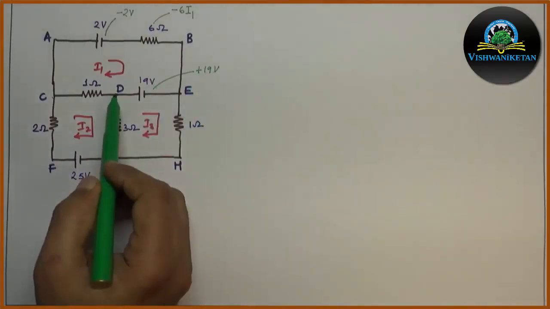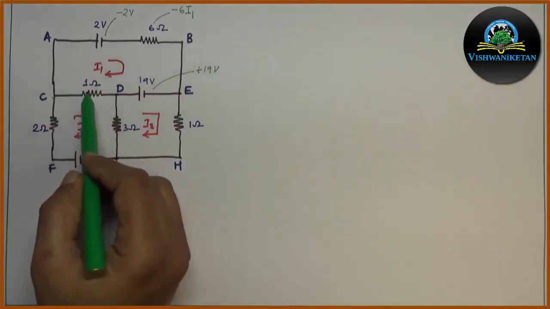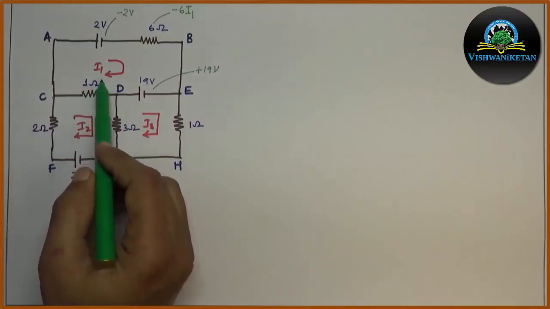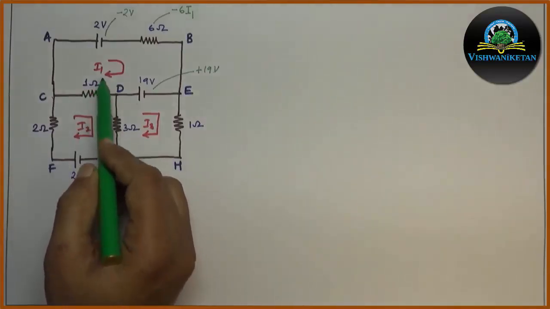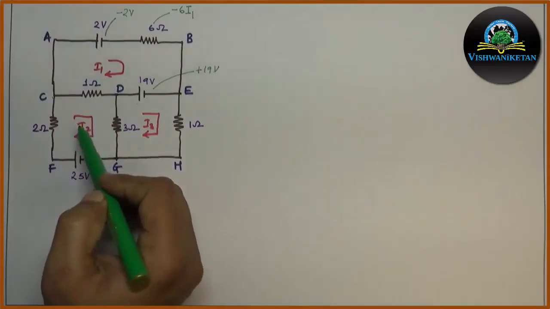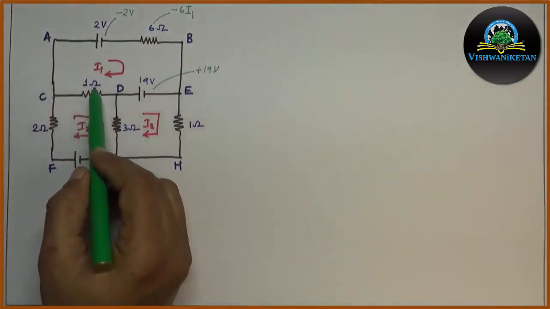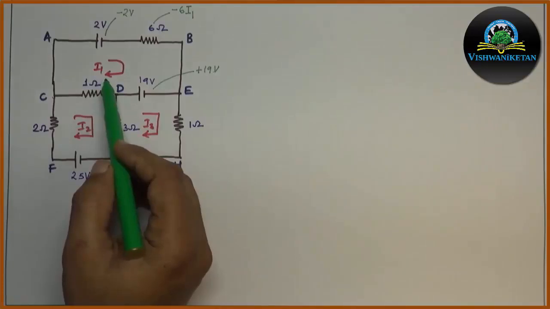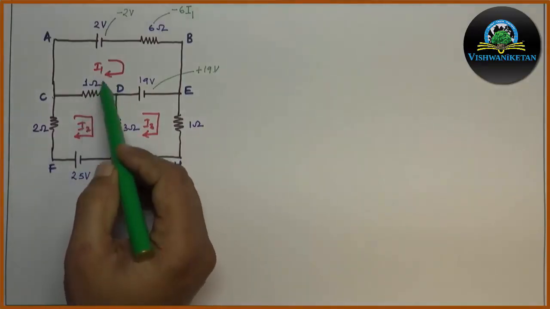Next we will move from D to C. We have a resistor of 1 ohm. Now this resistor is common to these two meshes, that is the first mesh with I1 current and the second mesh with I2 current. Now the current through the 1 ohm will be considered as the resultant of I1 and I2.